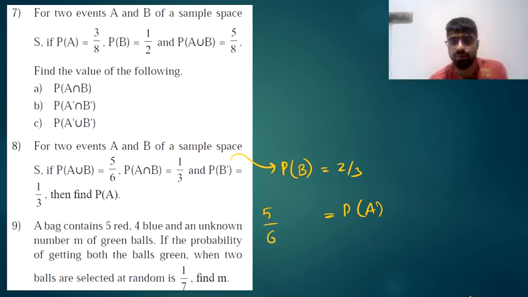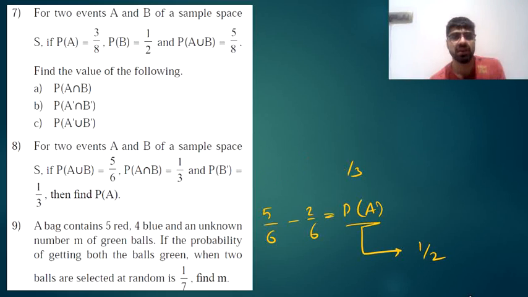So you get 5 by 6 minus 1 by 3. You can write 1 by 3 as 2 by 6. And finally, this P of A becomes equal to 3 by 6, which is equal to 1 by 2. And yeah, that's how we are answering the 8th question.